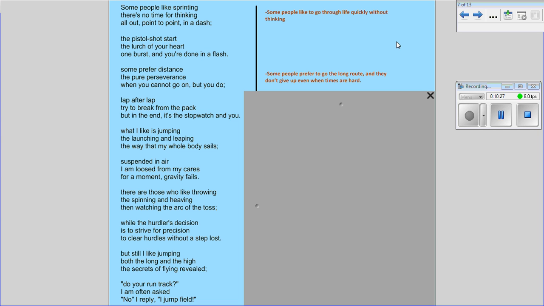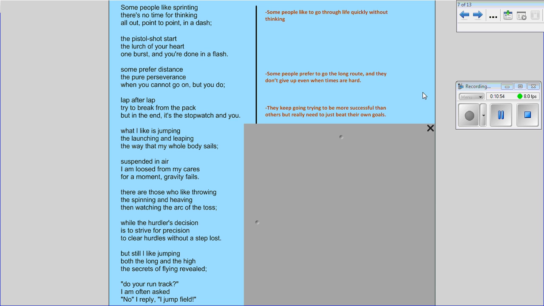Our next stanza is "Lap after lap, try to break from the pack, but in the end, it's the stopwatch and you." So we can relate this to life by saying that you can try to be more successful than other people in life, and you can try to make things a competition. But in reality, your ultimate goal should be doing your actual best and competing to the best of your abilities.